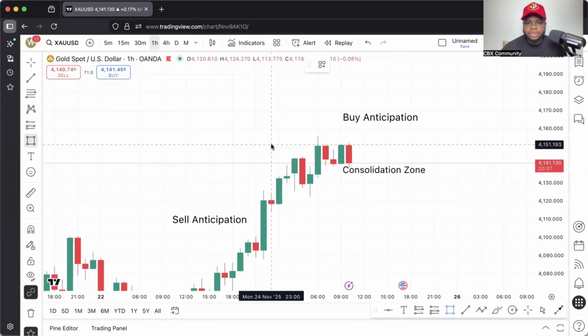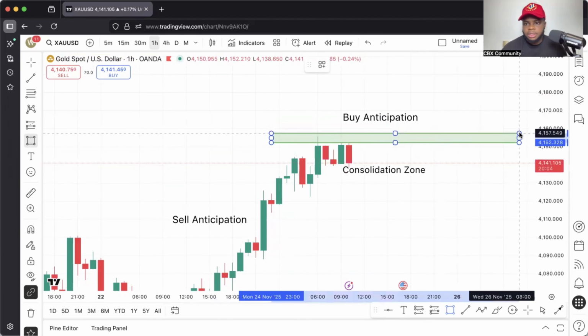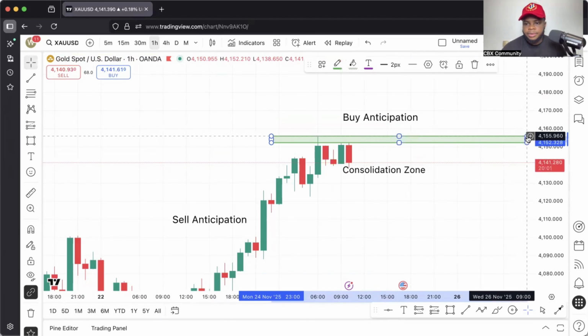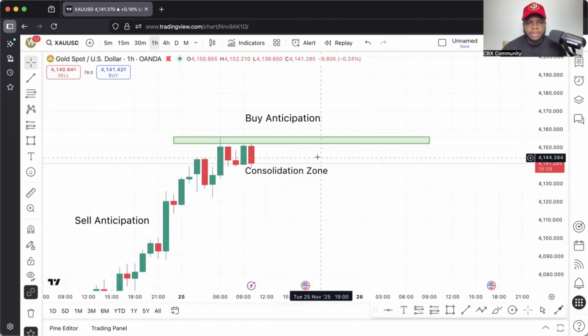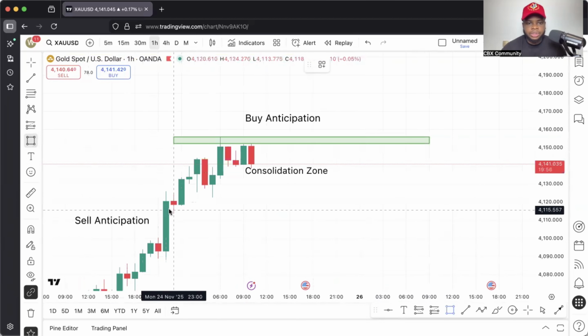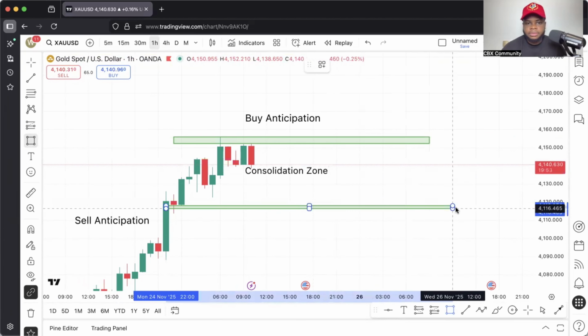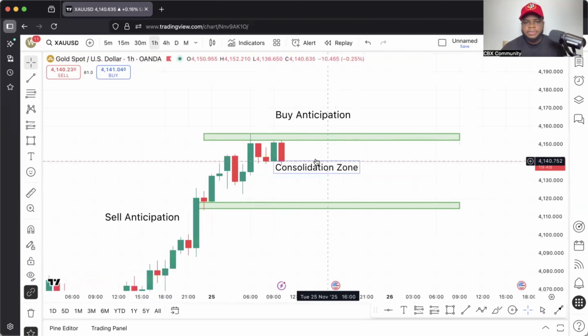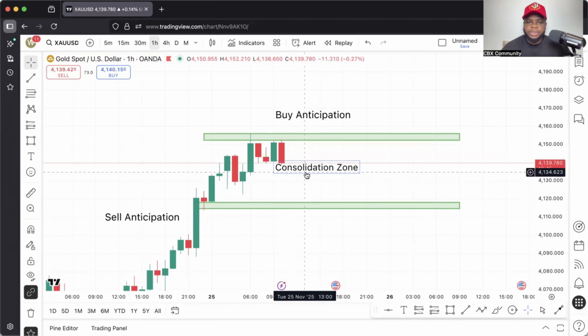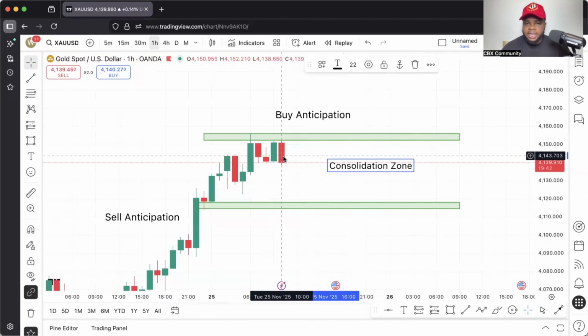So we have a resistance zone over here. We have a resistance zone over here. We have a support zone over here. From this resistance zone to this support zone is considered a consolidation zone. Like I said, this candle wants to continue to come back down to the H4 consolidation zone, because this candle broke the low of this bullish candle over here, but it didn't break the high of this bullish candle. Let's see.